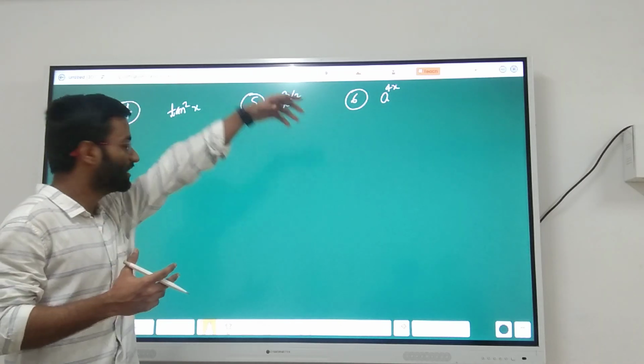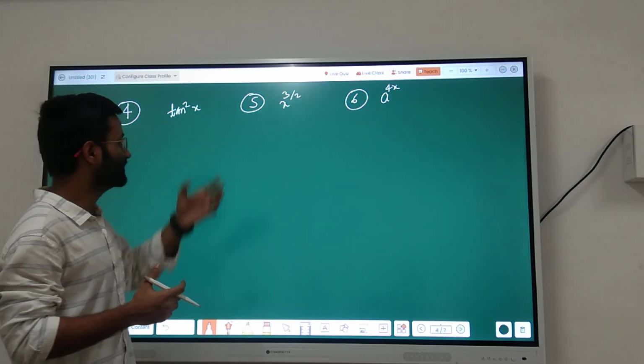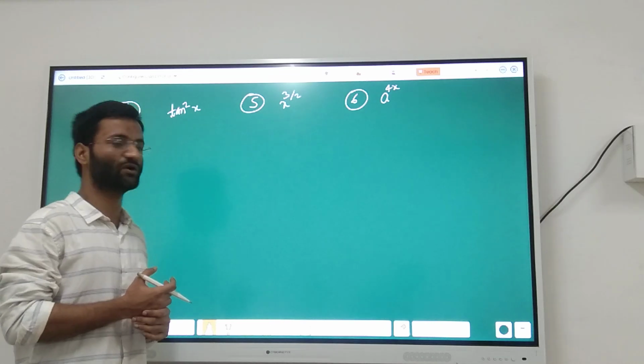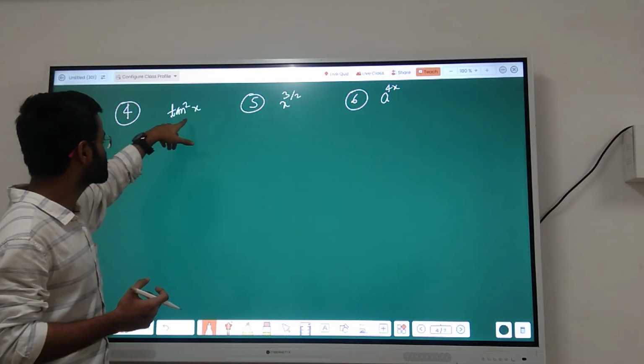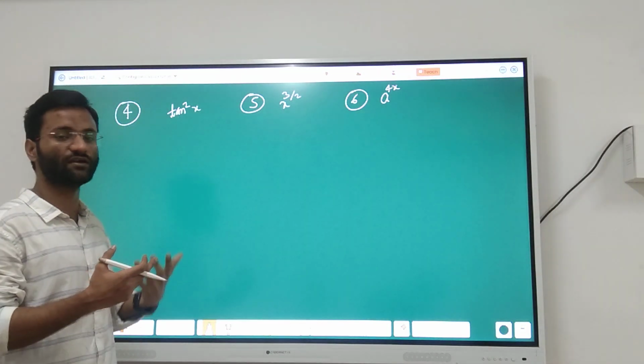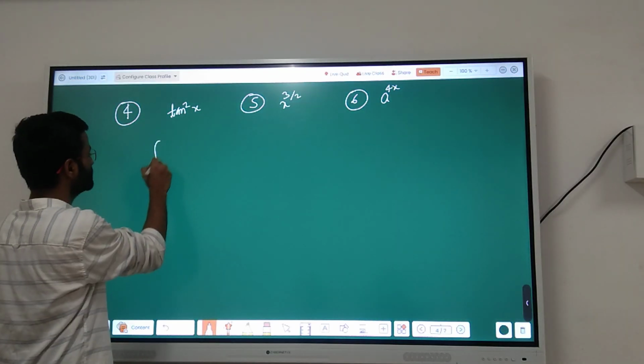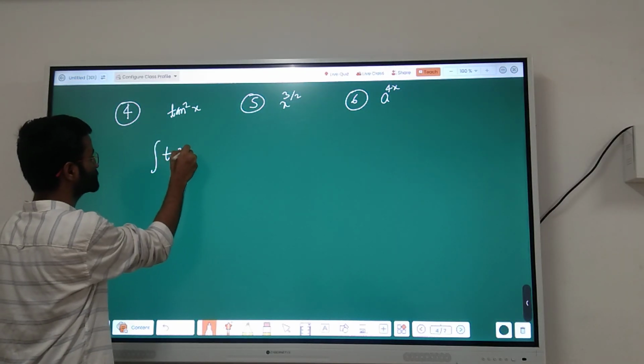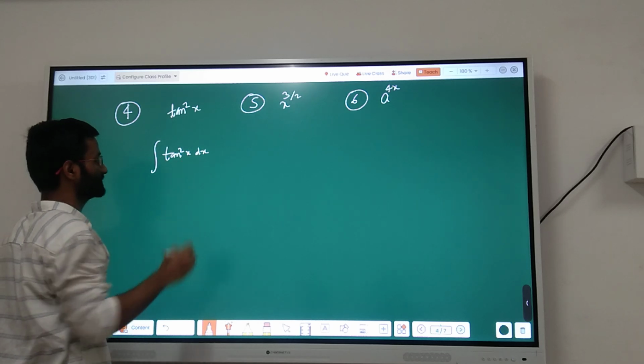Hello बच्चों, students, we have taken some new examples to discuss integration. Okay, so this is tan square x and we have to integrate it. The question is the integration of tan square x dx.